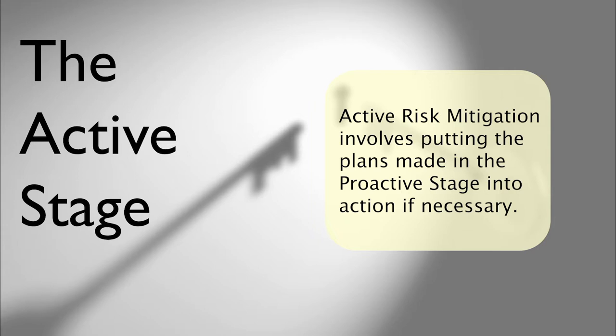Active risk mitigation involves putting the plans made in the proactive stage into action if necessary. An extensive and well-thought-out proactive plan leads to easier and more effective active risk mitigation. Verifying train schedules, checking for possible labor strikes, confirming restaurant reservations, communicating with bus drivers, charging your cell phones, and mapping out potential roadblocks are all part of active risk mitigation. These processes and more are all crucial to the active stage.